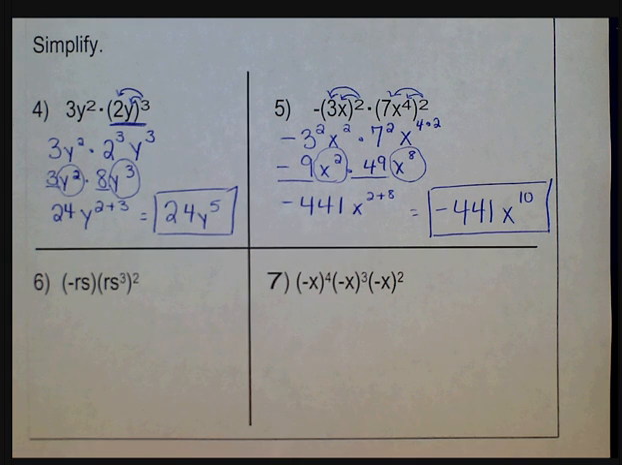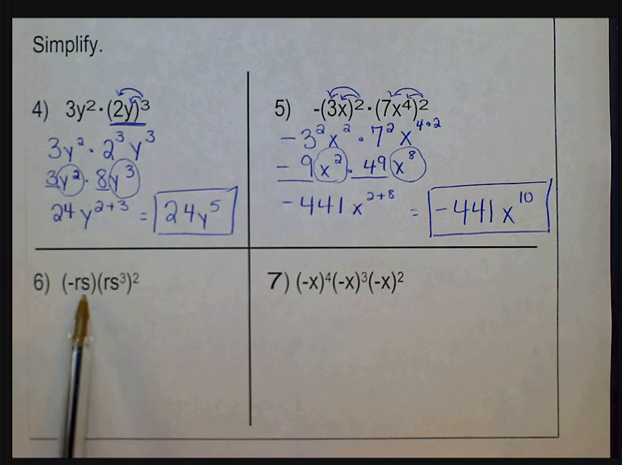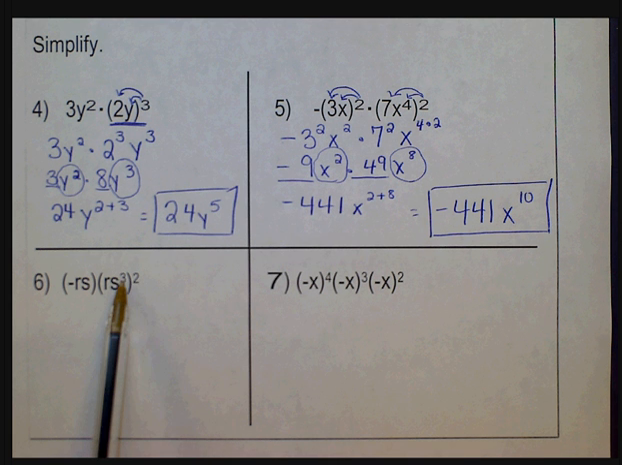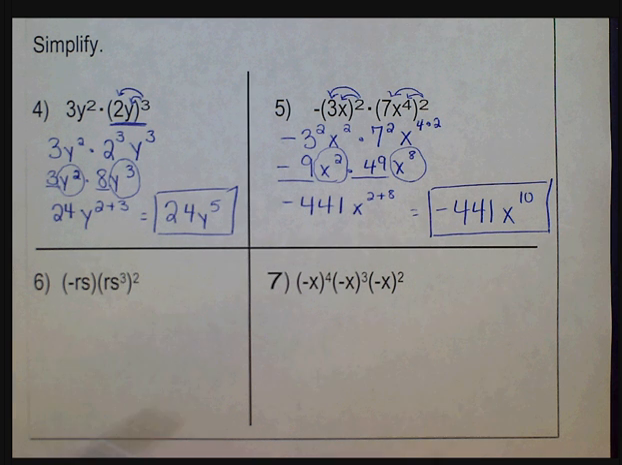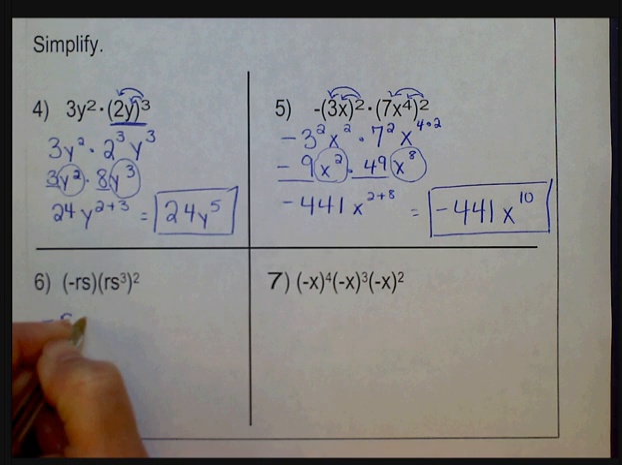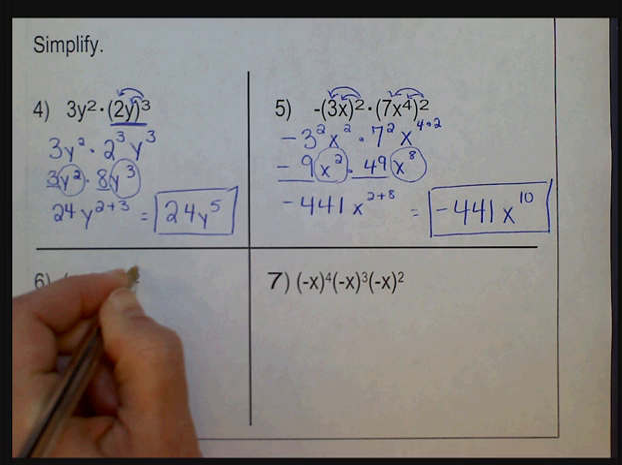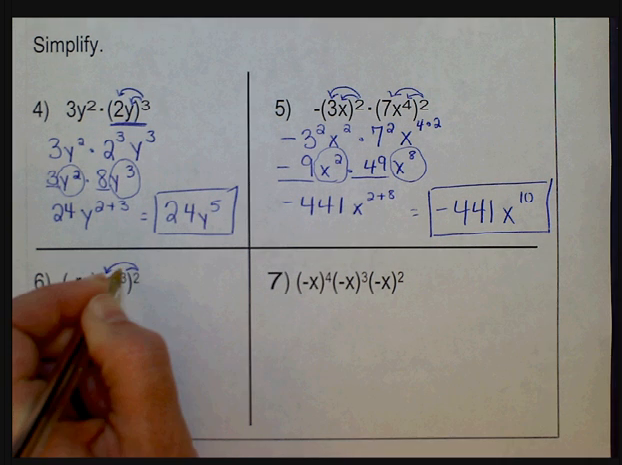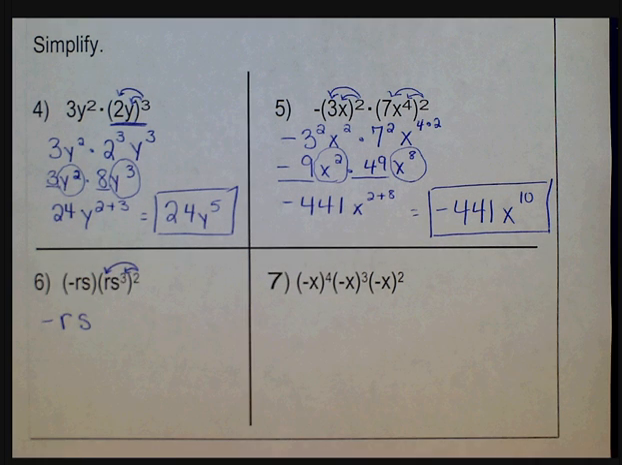All right, number 6. Number 6 says I have negative rs times rs cubed, squared. So this right here, there's no power on the outside of there, so I can just drop the parentheses and I have negative r times s. This square has to be handed out to the r and to the s to the 3rd.